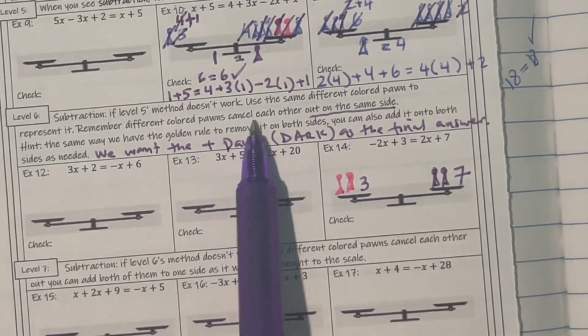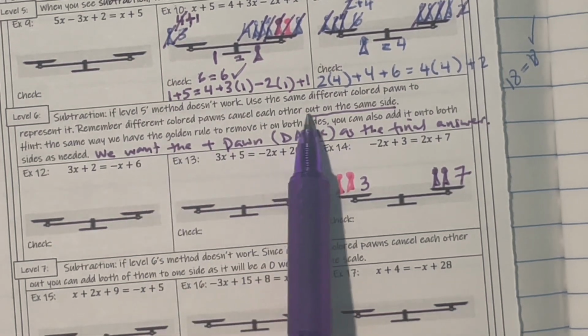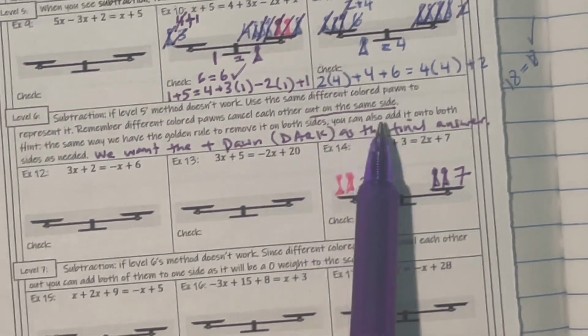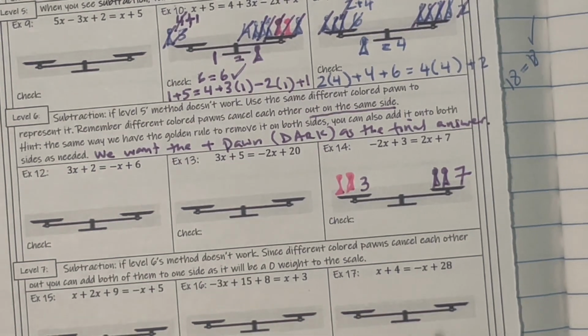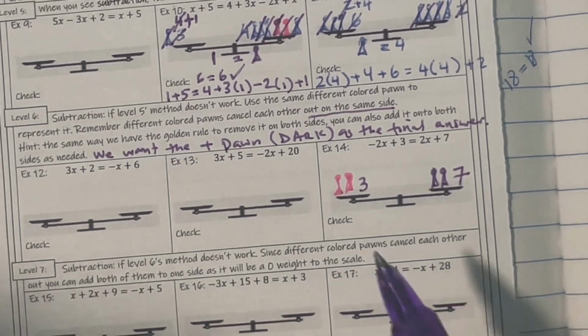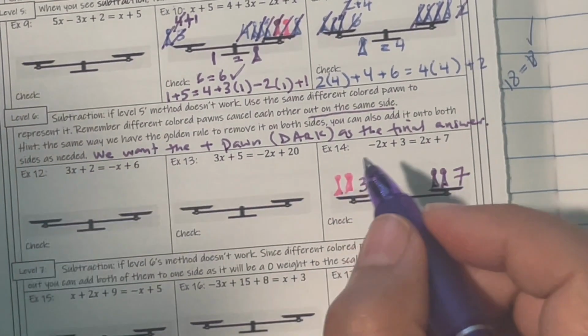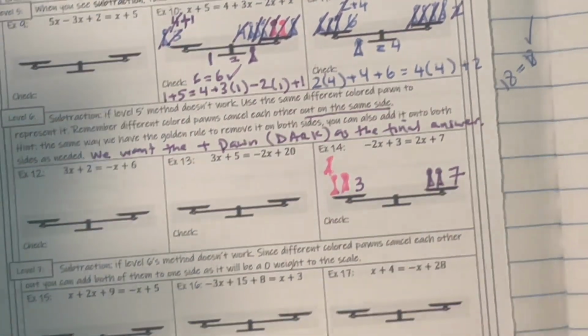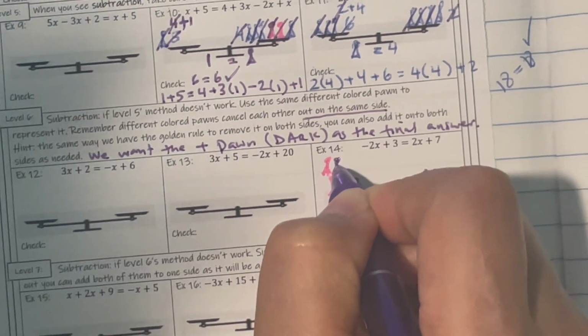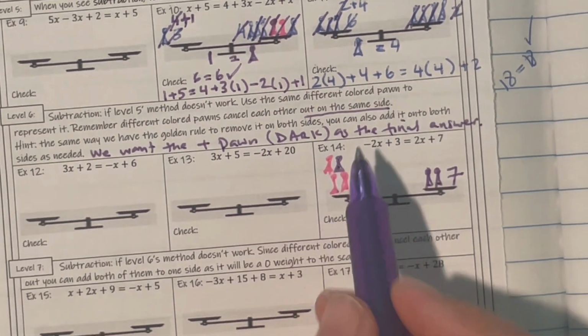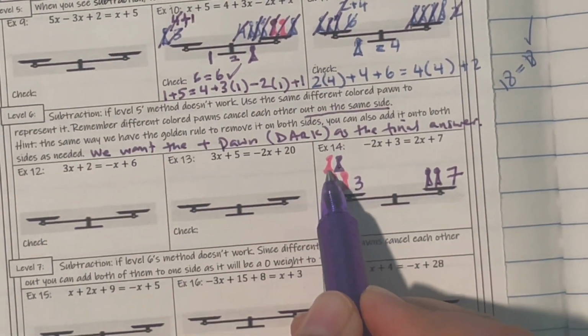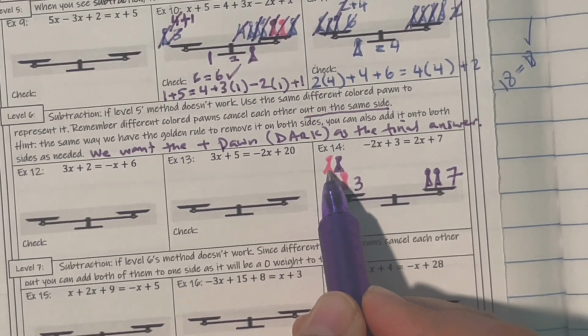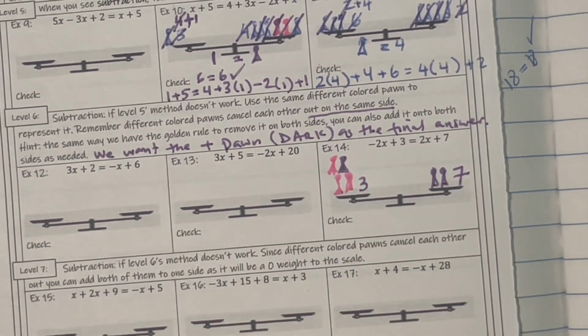It says you can add different color pawns on the same side. What that means is, I'll do it this way. If I add a pink and a dark, those are going to cancel each other out because the dark is positive 1, this is negative 1. So 1 minus 1 is 0. They're going to cancel out. So I can add them on each side.